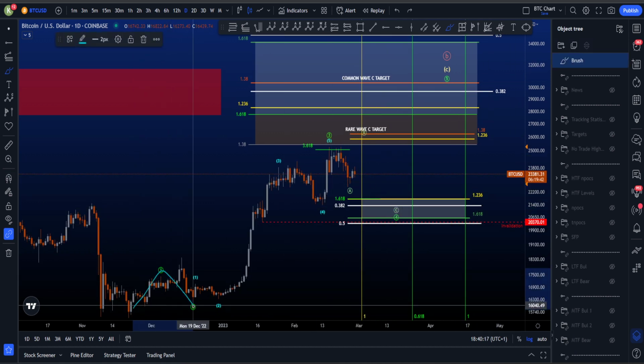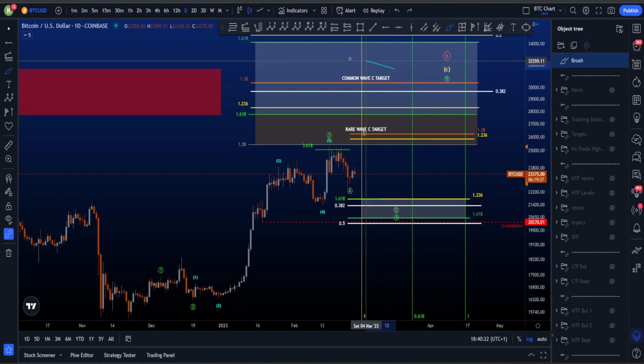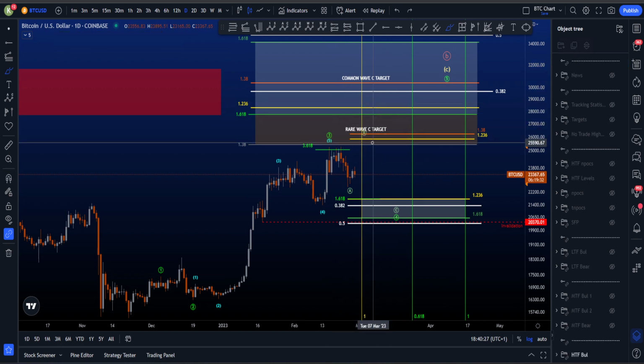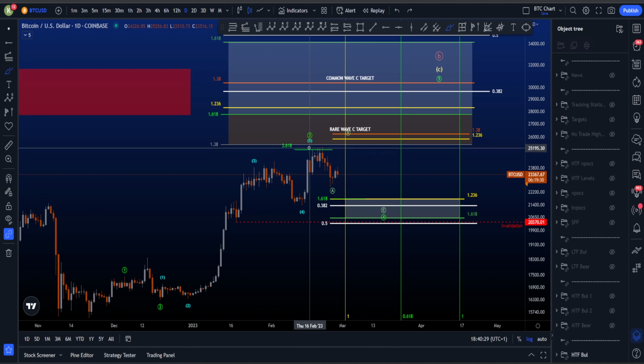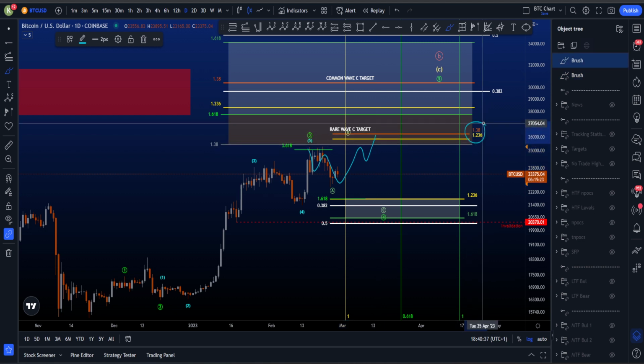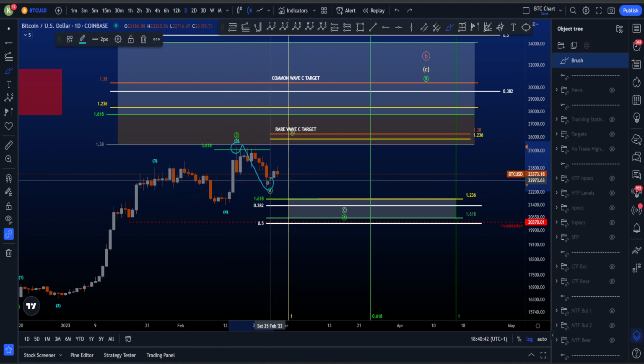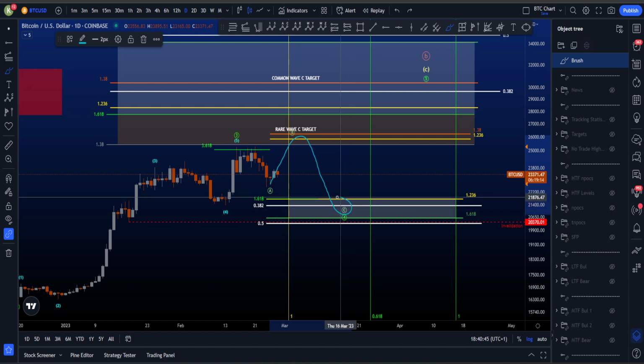So the green count over here is a 1, 2, 3, then a 4 and then eventually a 5 ending somewhere around the common wave target or the rare wave C target. Now wave 4 in this case is then an expanded flat, which is a 3-wave structure down followed by a 3-wave structure up inside the 1.38 and 1.236 Fibonacci that you pull from the high of 3 to the low of A. And then eventually after this move, we go down to finish wave C and therefore wave 4 as well, somewhere inside this white target box.